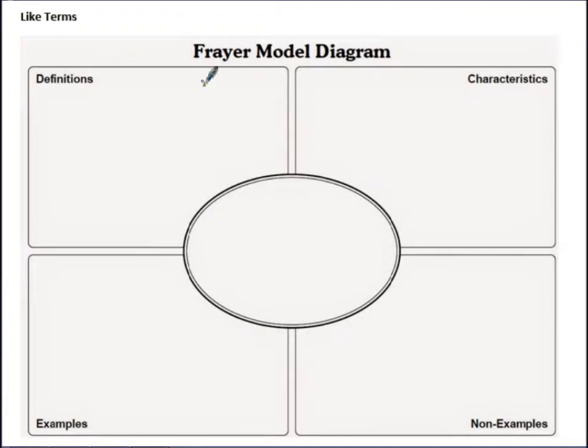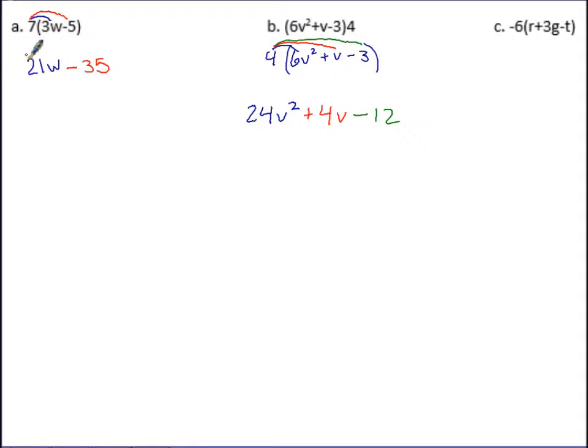Last thing that we need to talk about is a new vocabulary word, like terms. Okay, so we're going to fill in this little chart so that we know all about like terms. I don't know if you questioned me at all or wondered why, but if we look at these examples, I said 21w minus 35. I said we were done. That was it. You might be asking, well, why don't we subtract those? Why don't we do 21 minus 35?